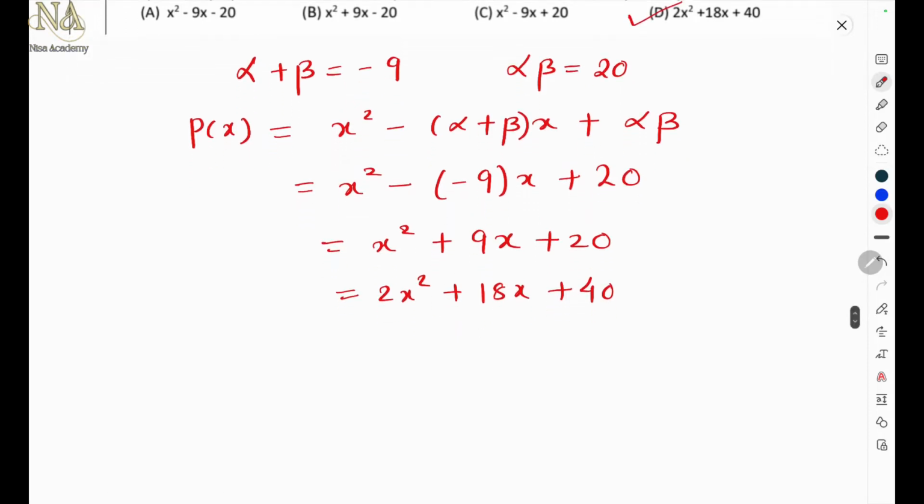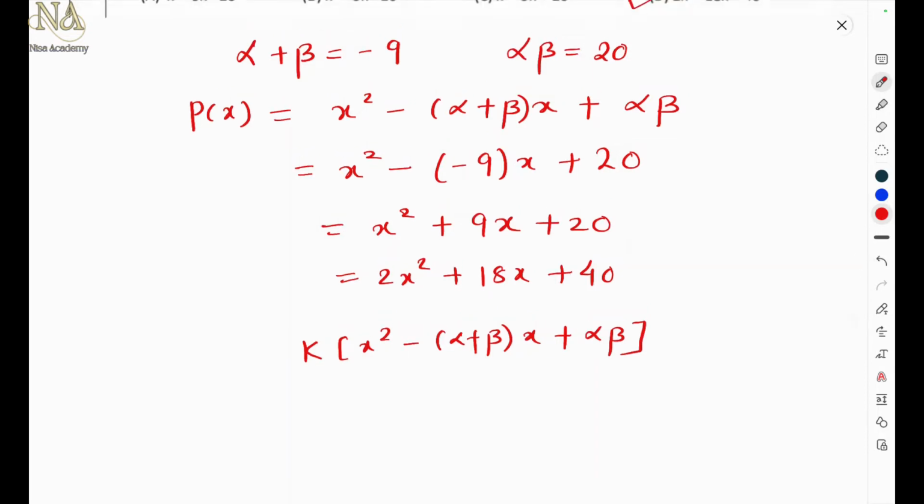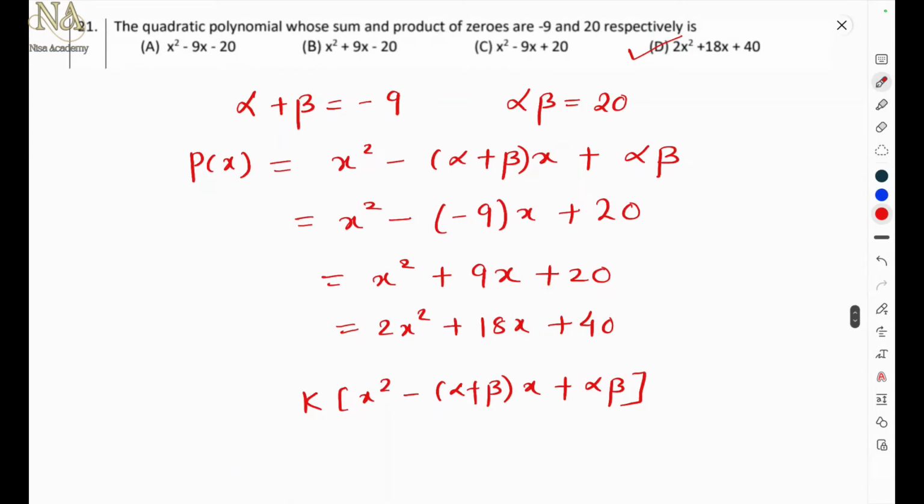If you remember, though we write x square minus (alpha plus beta) x plus alpha beta, the actual polynomial which you have been taught is k into x square minus (alpha plus beta) x plus alpha into beta, where k is any constant. When we just write x square, it means the constant is 1, but not necessarily always 1. The k can be any constant. Here in this case it is 2. So when you multiply throughout by 2, you get the correct answer. Just remember this in exam. Hope you understood this problem. Let's go for the next problem.